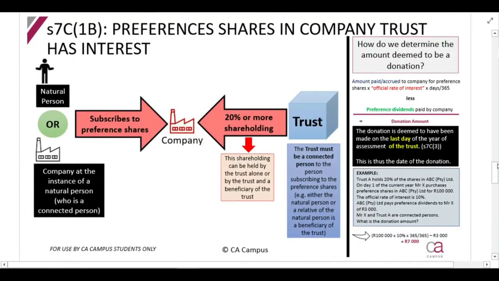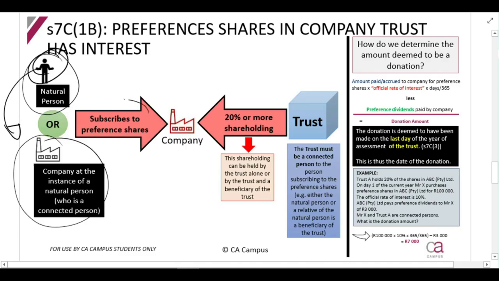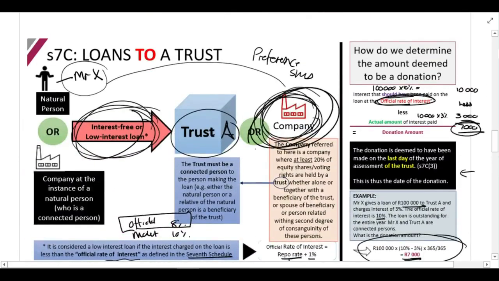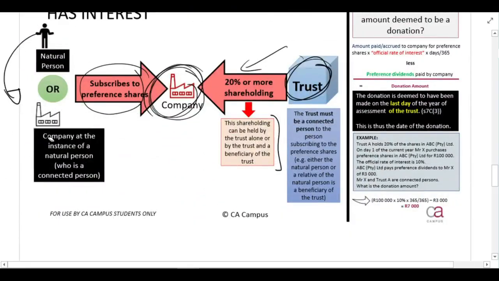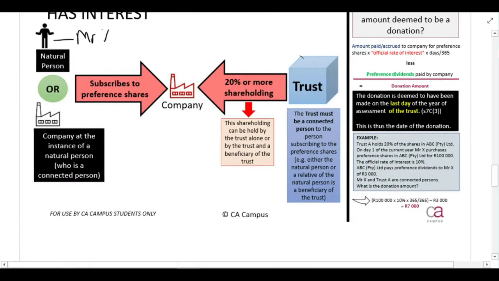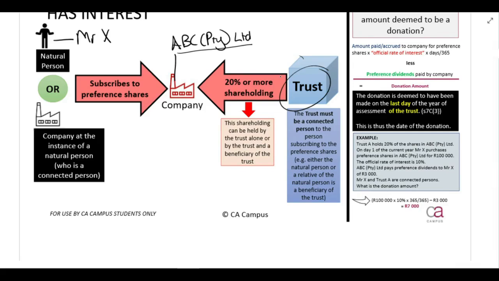So they introduced section 7C(1)(b), which now says, if Mr. X goes and buys preference shares in ABC Pty Limited, and this trust owns 20% or more of the shares in this company, this trust with beneficiaries, then they treat it as if the amount that you paid for those shares is a loan. Now I used an example of redeemable preference shares. It doesn't have to be redeemable, it just has to be preference shares.